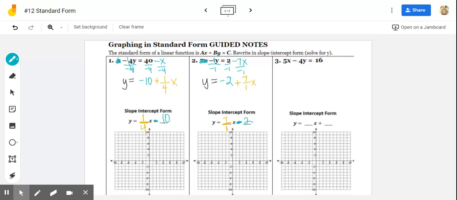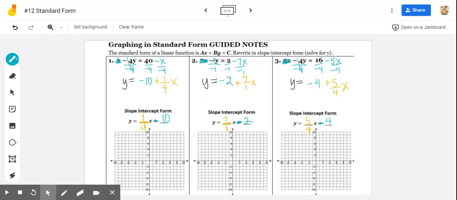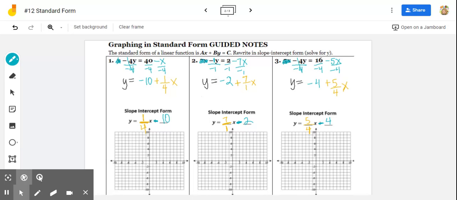Oh my goodness. So for number 3, instead of adding by 5x, we're going to subtract by 5x. And instead of multiplying by negative 4, we're going to divide by negative 4, undoing those operations. So 16 divided by negative 4 is negative 4. A negative 5 divided by a negative 4 becomes a positive. And we end up getting the same slope and the y-intercept we found using our graph.